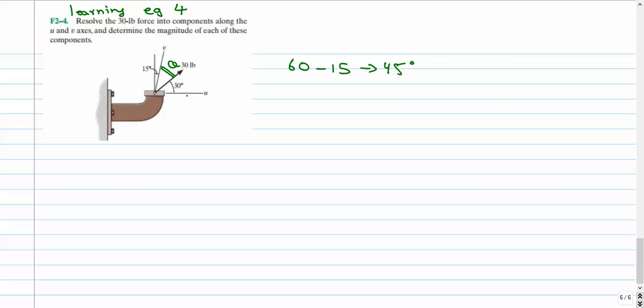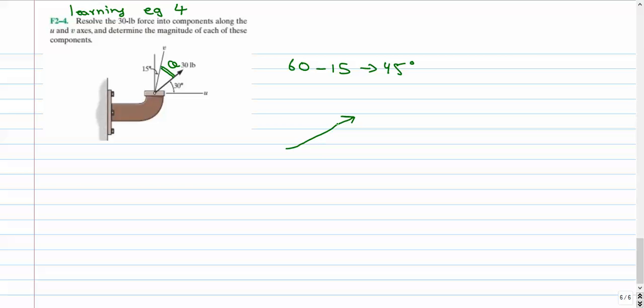Okay, so to find the components in a case like this where the axes are not perpendicular to each other, one of the best ways to do this is just draw a vector triangle. So let's make the vector triangle. We have the 30 pound force right here. Then its two components are going to be in the direction of the v-axis and the u-axis.